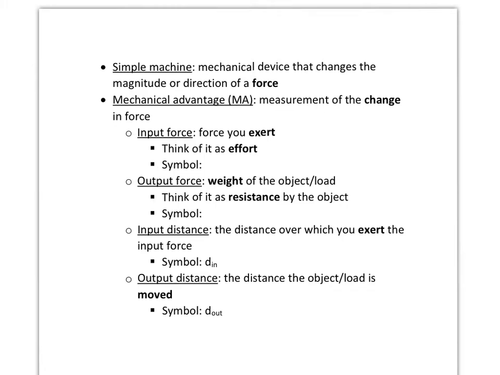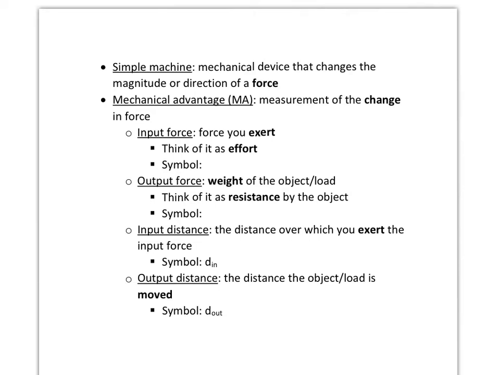We'll start with the definition of a simple machine, and it's just a device that changes the magnitude or direction of a force. Mechanical advantage, symbol for that would be capital M, capital A, is the measurement of that change in force. There are four variables we need to look at.